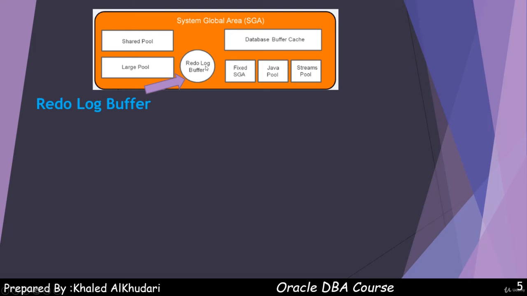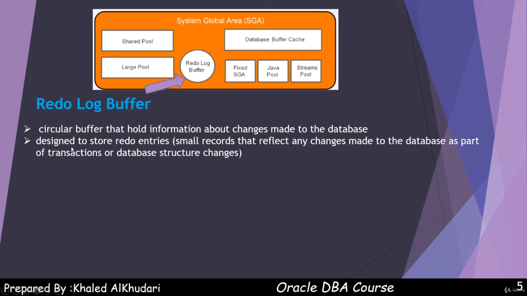So you can see this part, we call it the redo log buffer. Actually, it is a circular buffer that holds information about changes made to the database. So it only contains the changes made to the database, designed to store redo entries. This is the main purpose of the redo log buffer.